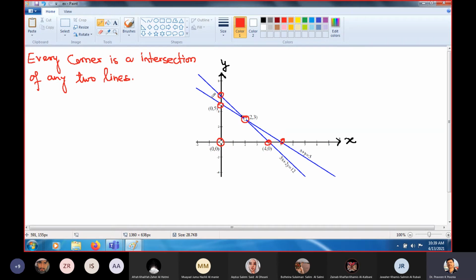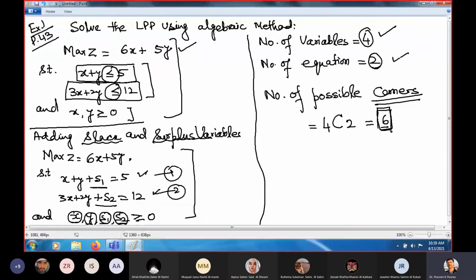The problem graph has 6 corners we are evaluating. So dear friends, without the graph we can solve this question. Now, what are the 6 possible corners? Look, it is X, Y, S1, S2. So the first corner will be XY.